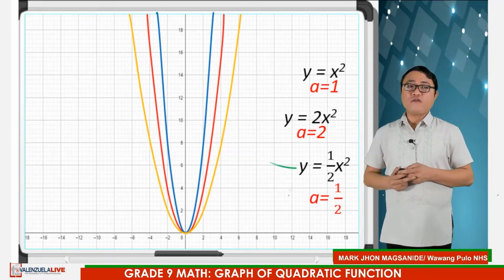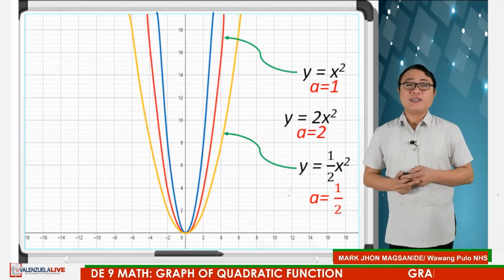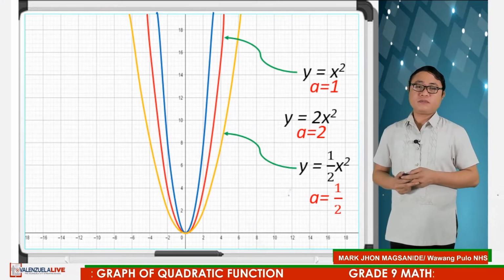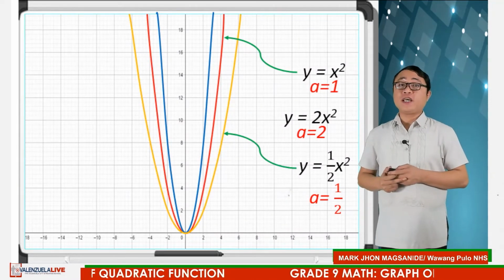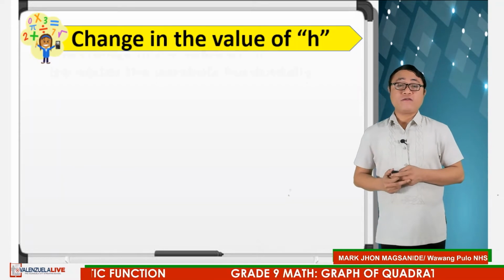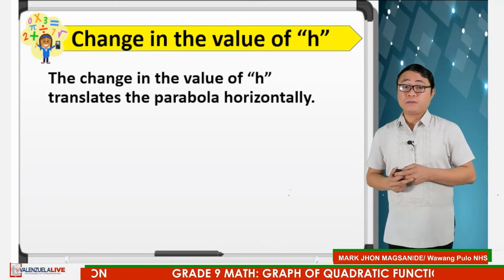The graph of y equals 1/2 x squared is wider than the graph of y equals x squared. I hope you get that. Let us proceed to the change in h. The change in the value of h translates the parabola horizontally.